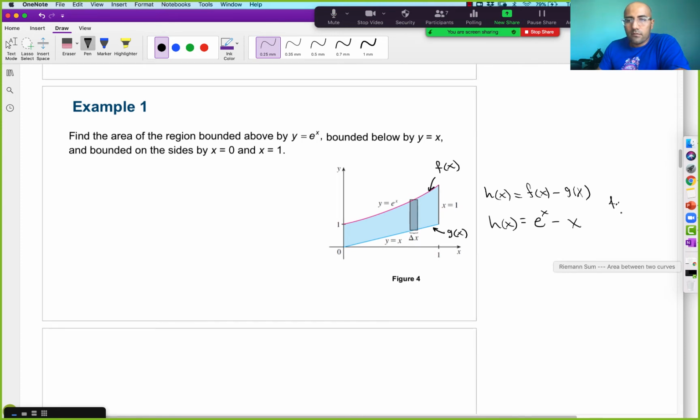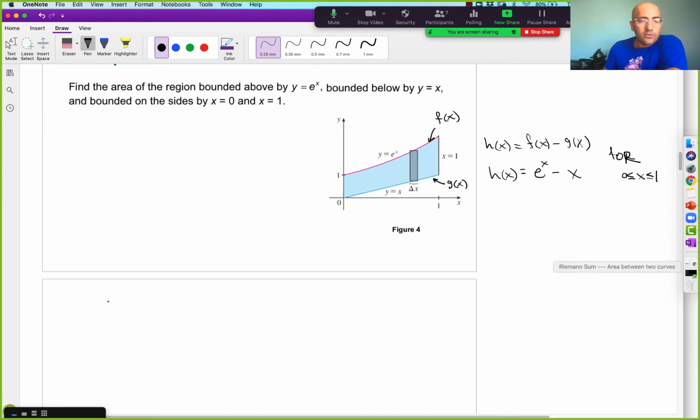Good. And this is valid for x trapped between 0 and 1. That's all we're interested in, so it doesn't really matter what happens beyond 1 or below 0. We don't really care. In this region, that's all we care about. So we have one individual rectangle, the area of this rectangle is just going to be equal to this function. Okay, so I think we're ready to set up our integral.